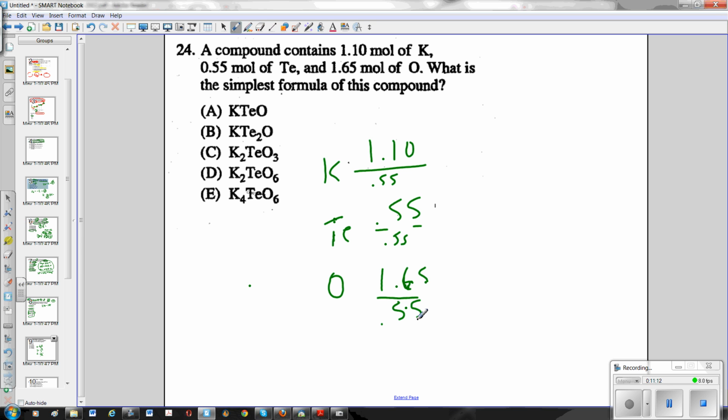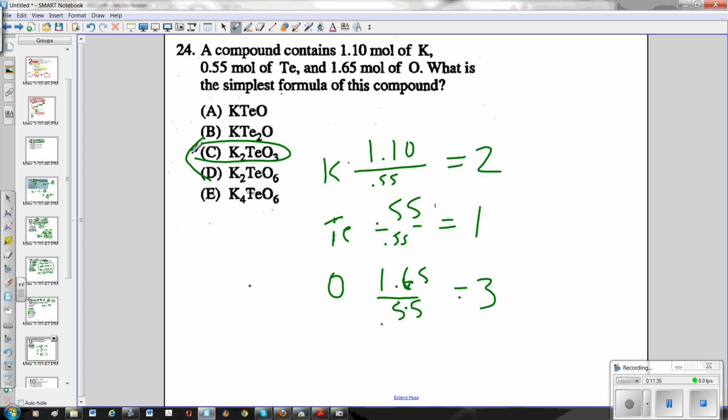Okay. So then when we do this, this is obviously going to be 2. So automatically it starts with K. You limit to C or D. This divided by this is going to be 1 Te. And then finally 0.55 goes into 1.65. How many times? It goes in 3 times. That's why it's the correct answer.